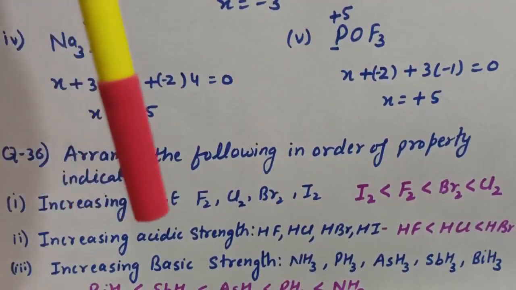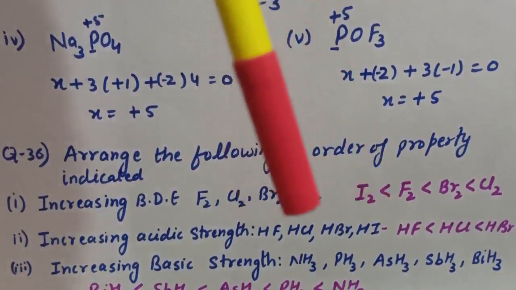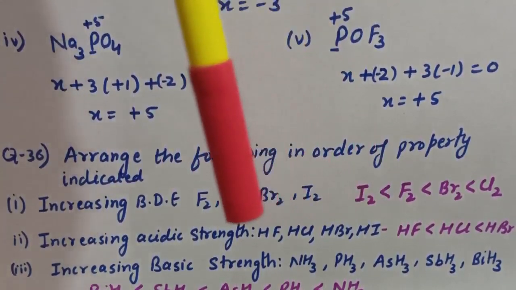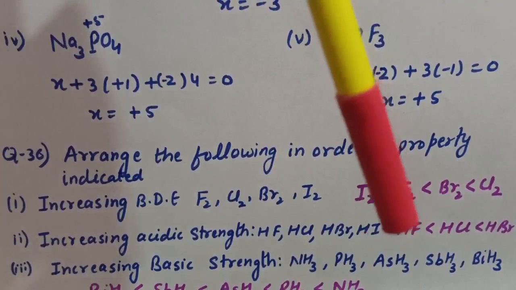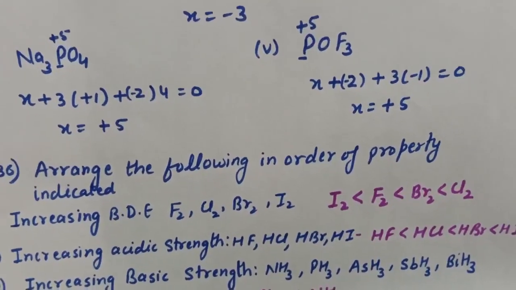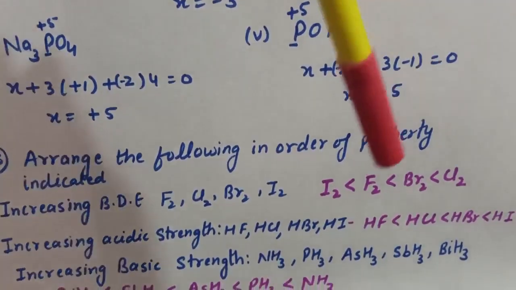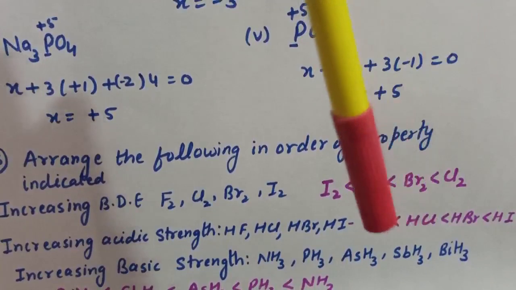Next is increasing acidic strength: HF, HCl, HBr, HI. This can be explained on the basis of HX bond strength. The HI bond is the weakest bond, and therefore the proton can be easily released from HI. That is why HF has the least acidic strength and HI has the most acidic strength, and this is the increasing order of acidic strength.